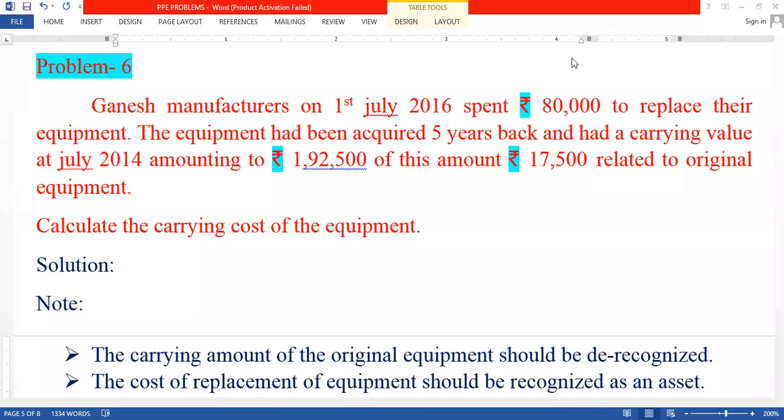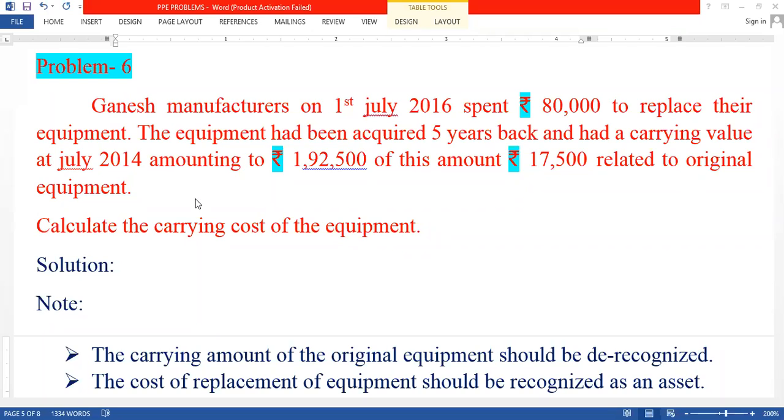In this session, we are discussing the property, plant, and equipment problems. See problem 6. In this problem 6, they have given the information regarding the manufacturer, Ganesh Manufacturers.